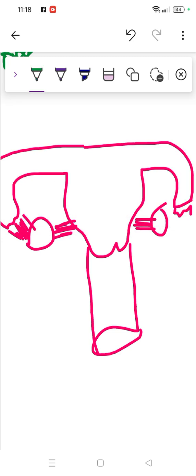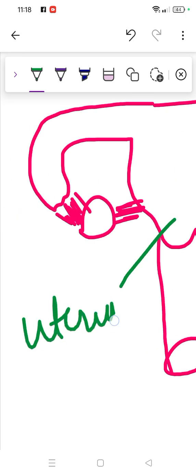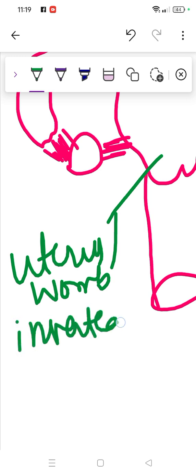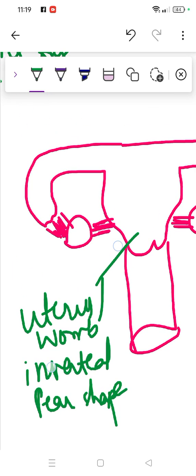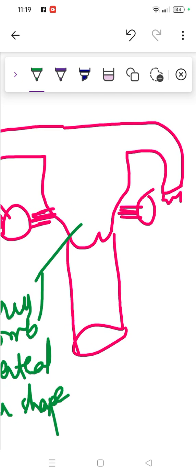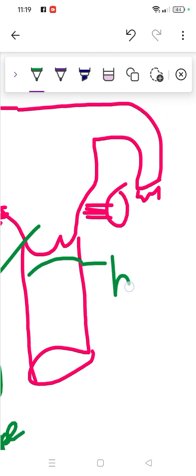So first thing you will see, we have so many regions. This region is called the uterus, and it is also called the womb, where the baby is inside the body. It is present in this shape, also called an inverted pear shape. So I'm sure it's clear to you. Then comes this part. We have so many regions in this one. So let's see. First one, you'll see the uterus. Here you'll see a kind of opening like this, which is called the hymen.